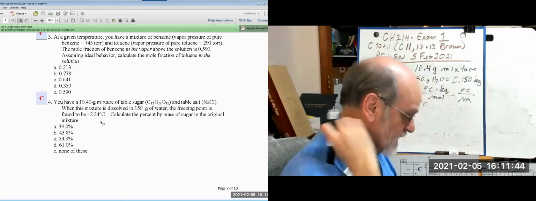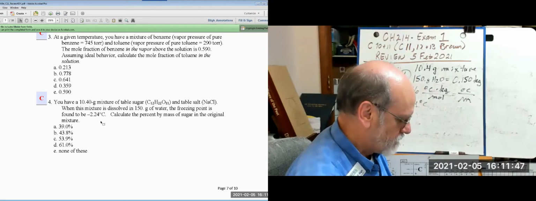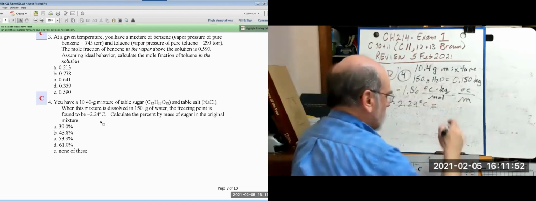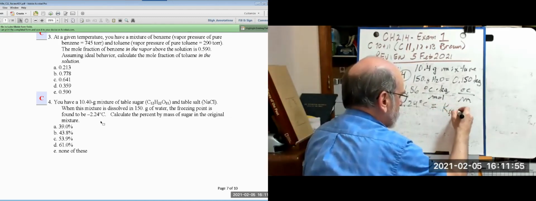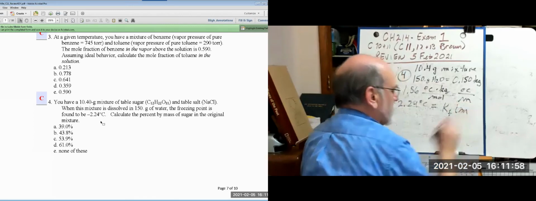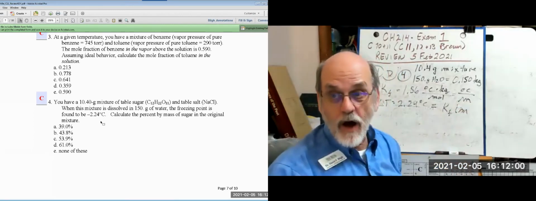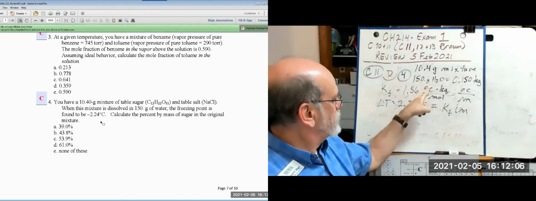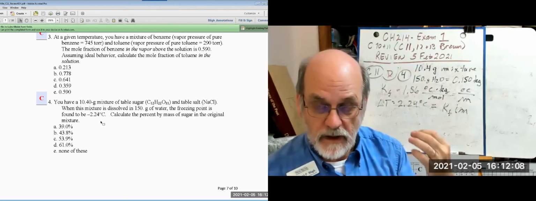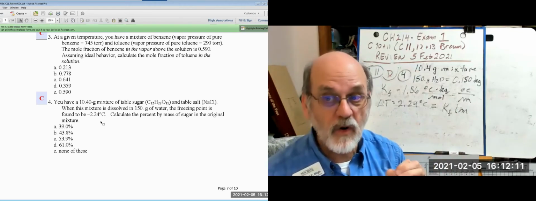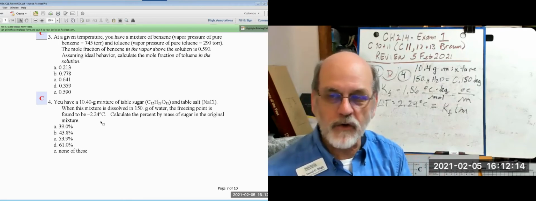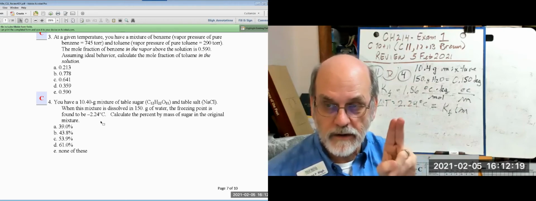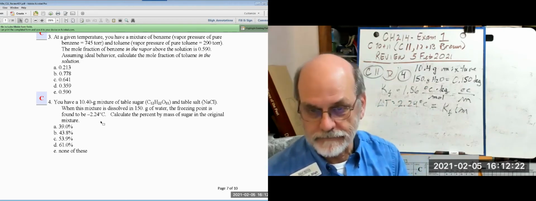Okay. Now, this is also equal to K_f times i times molality. So we need our Van't Hoff correction. Why do we know we need the Van't Hoff correction? Because sucrose does not dissociate, but sodium chloride does. So the Van't Hoff correction factor for sodium chloride is 2. You get 2 ions for every 1 unit of sodium chloride.